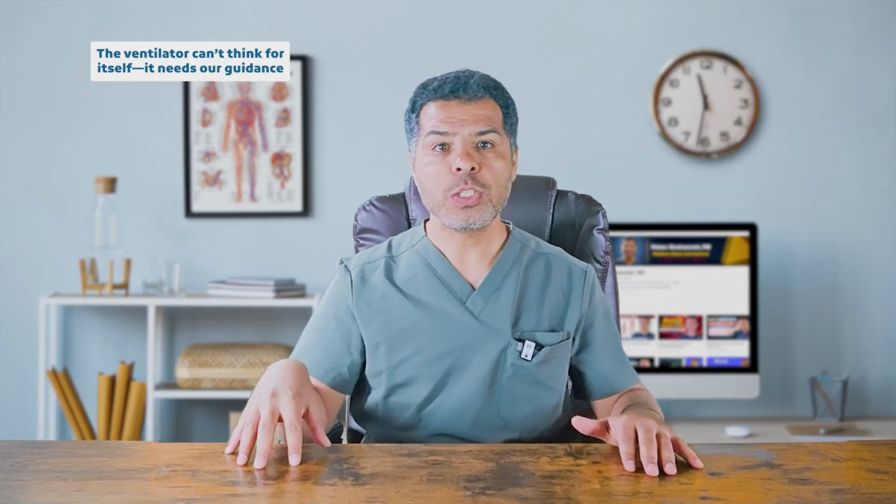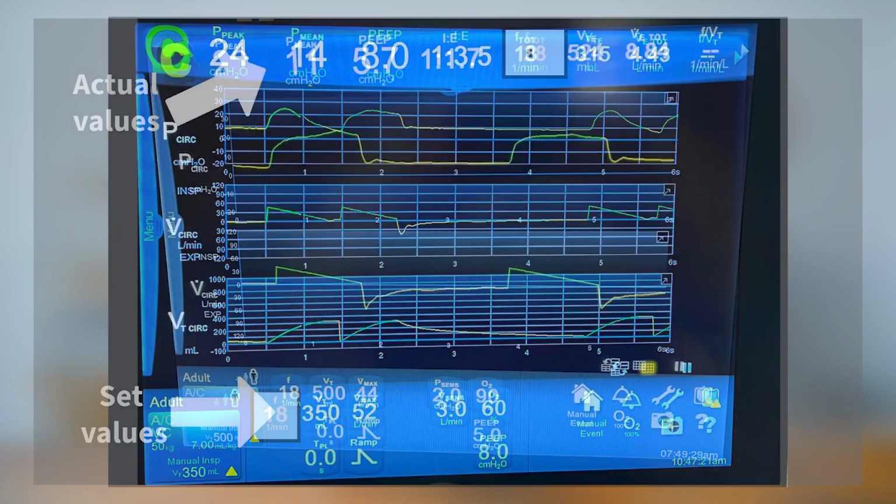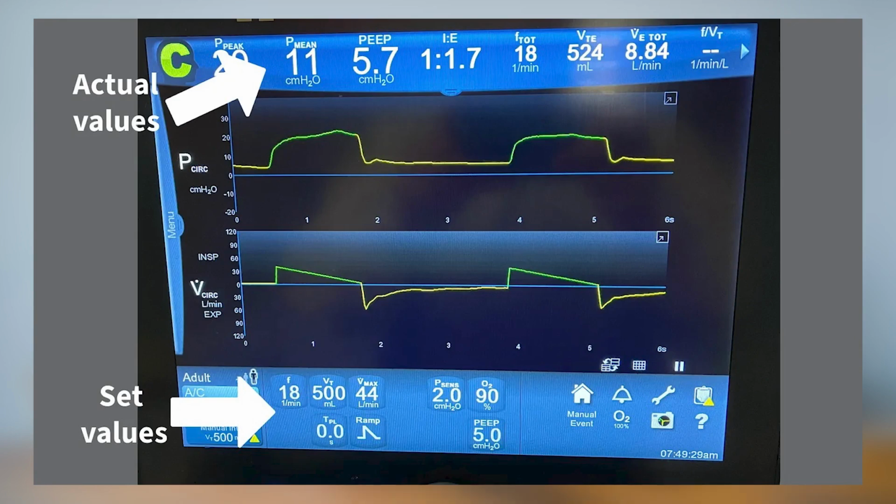So take a look at this ventilator screen. You can see the backup rate set at 18 while the actual respiratory rate on the ventilator is 28. So increasing the backup rate will not have value unless you go above the actual respiratory rate. And by the way, the pieces of information at the bottom of the picture are the set values that we provide, while those at the top are the actual live values.